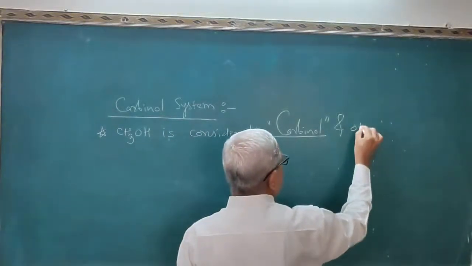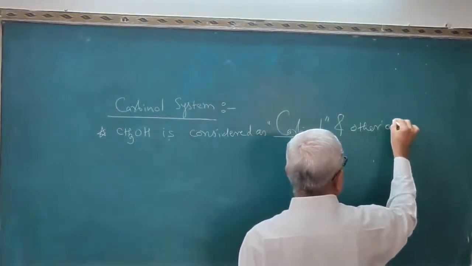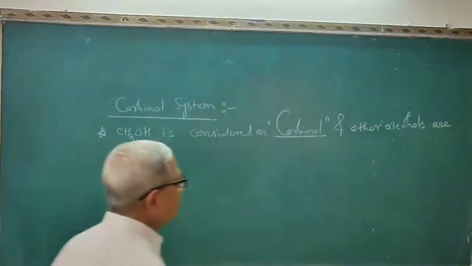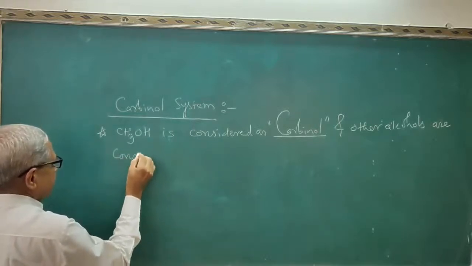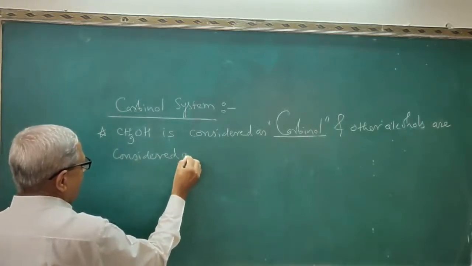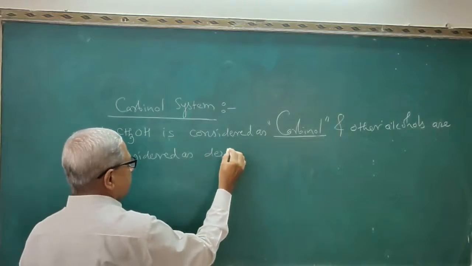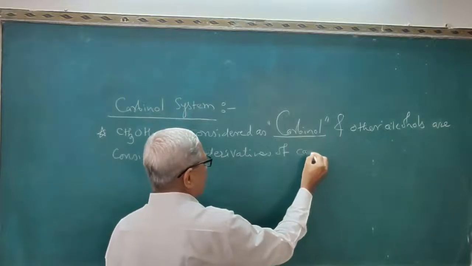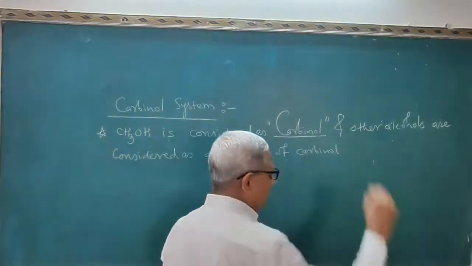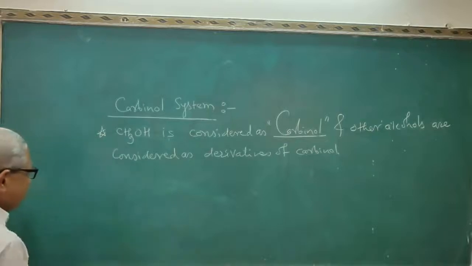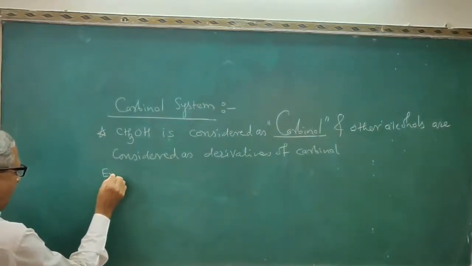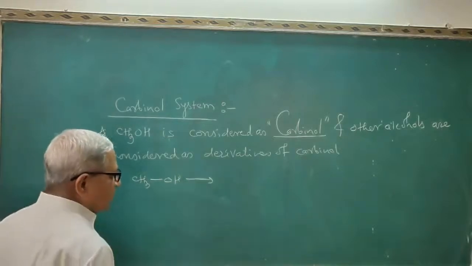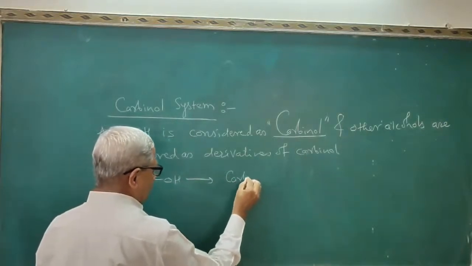And other alcohols are considered as derivatives of carbinol. Derivatives of carbinol. See the example here. CH3OH. As per the carbinol system, the name is carbinol.